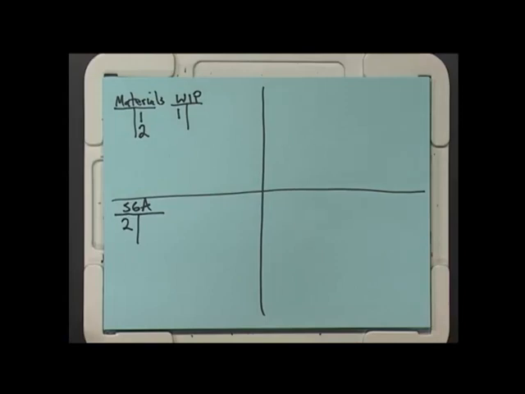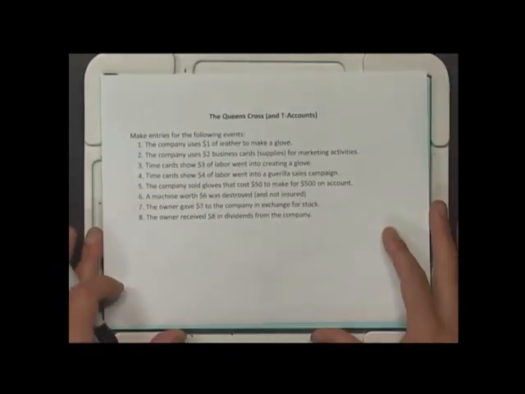So now what happened? We lost $2 of assets, and what we got in exchange was just an expense. We are $2 smaller and $2 poorer. Let's move on to the next entry.